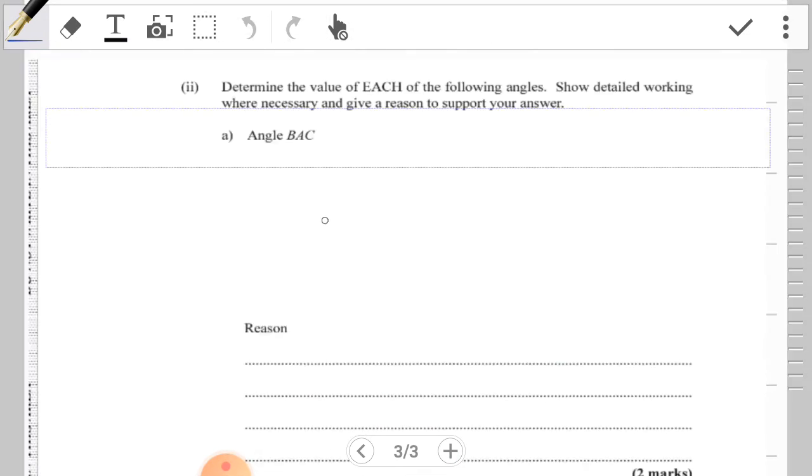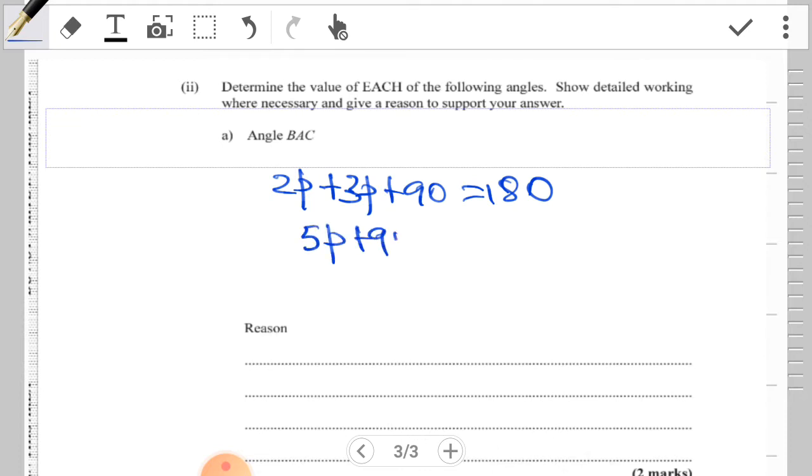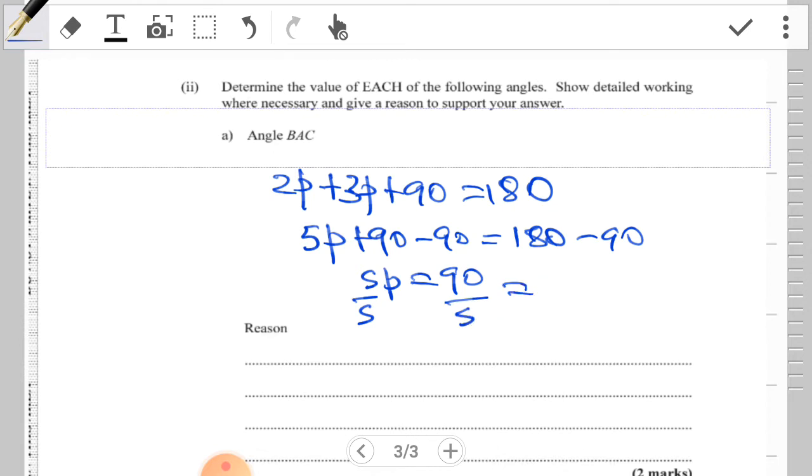Now let's look at this. Now we can say that 2P plus 3P plus 90 degrees is equal to 180 degrees. That's the total internal angle in the triangle BAC. 5P plus 90, we minus 90, we have 5P equal to 90 degrees. Divide by 5, divide by 5, then we will get about 18. So 90 divided by 5 will give us 18. So P is equal to 18.